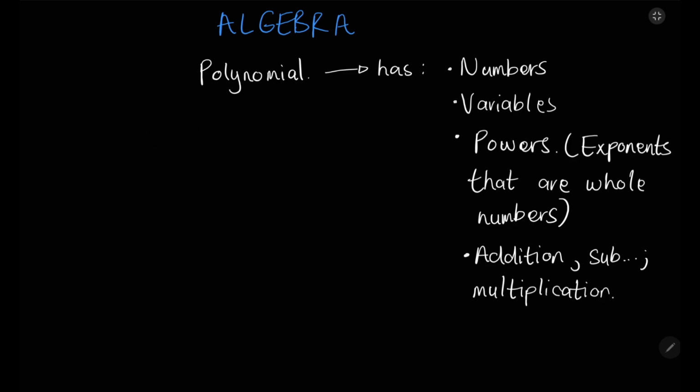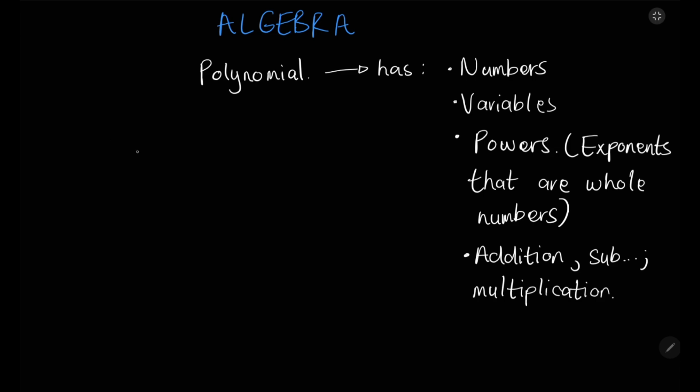So if we had, let's say, 7y to the power 3 minus 4y plus 1, is this a polynomial? Let's check. We have a number, we have variables, and we also have an exponent. So that is a polynomial. And we might also have 5x to the power 4 plus x to the power 2 minus 9. Is this a polynomial? Yes. It has numbers, it has variables, and it has exponents.